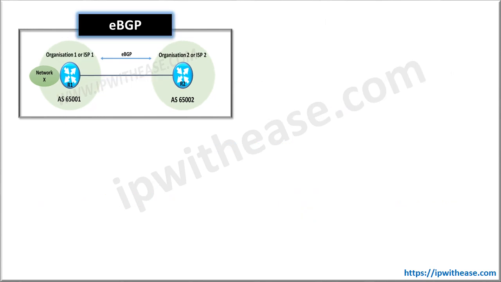As we can see in the first diagram, R1 is in a different AS and forming eBGP neighborship with R2. Also, R1 is part of organization 1 or ISP1 and forming eBGP neighborship with R2, which is in a different organization or a different ISP, that is ISP2.